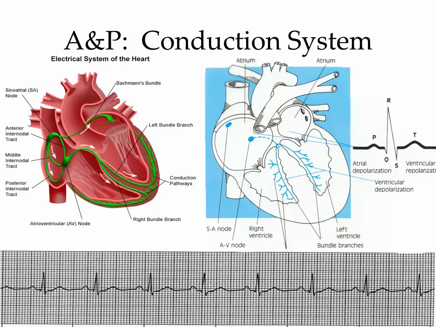So what happens if the AV node says, I'm tired of being told what to do. I'm going to do my own thing. I'm going to contract when I want to contract. I'm not necessarily going to contract just because the SA node tells me to. So the SA node sends out a signal, and the AV node gets it, sends the signal out, and then decides, hey, I'm going to send another signal out.